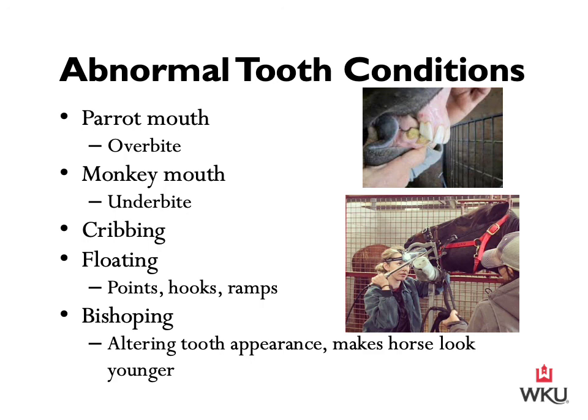And then finally, we want to talk about bishoping. So bishoping is the act of changing the appearance of the horse's teeth to make the horses appear younger. Clearly, this is not a process that is ideal or promoted. This process can involve such processes as filing down the Galvayne's groove or changing the shape or length of the teeth, or using silver nitrate to artificially create cups.